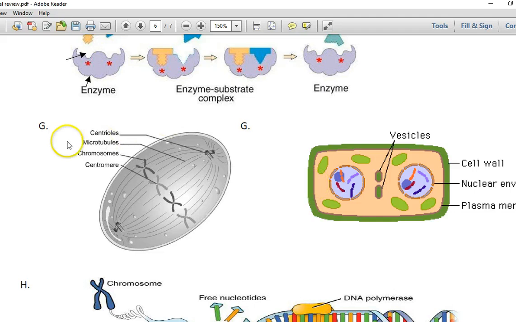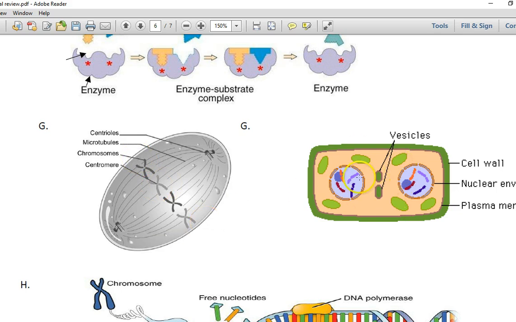Okay. Here we have a metaphase cell, so we have the chromosomes lined up in the middle. Remember, chromosomes are connected at what's called centromeres. The microtubules or spindle fibers radiate out from the centrioles, and they grab onto and manipulate the chromosomes to get them to go to the right place.